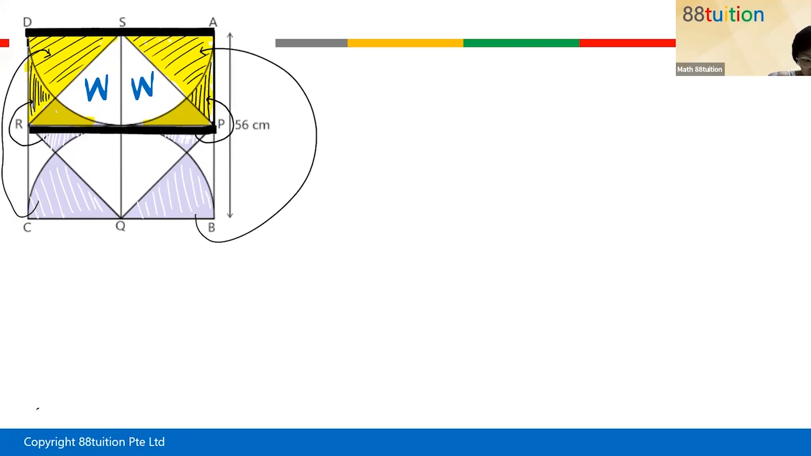And I'm going to find the WW. Use the rectangle to minus WW. It will give you the yellow shaded part where the question is asking you for. Am I right to say that?